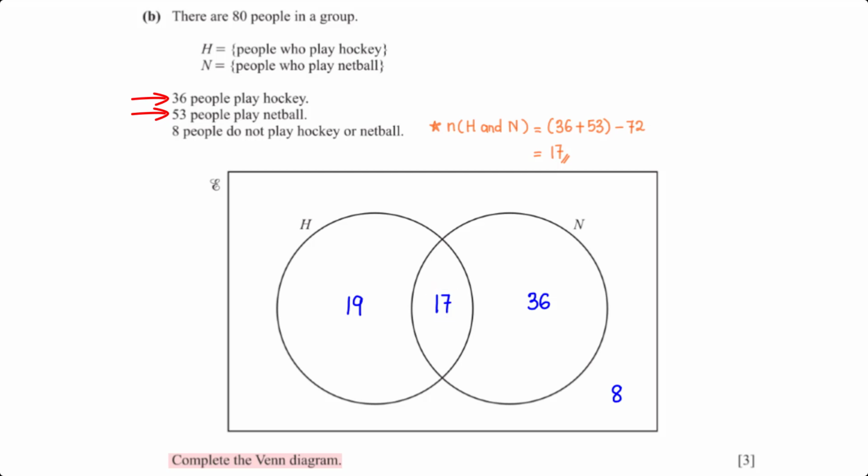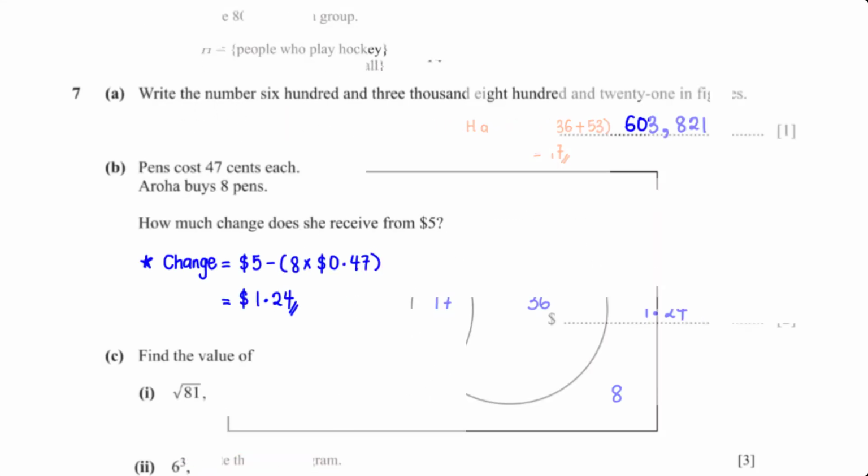To get the number of people who play hockey only, we subtract 17 from 36, giving us 19. To get the number of people who play netball only, we subtract 17 from 53, giving us 36.